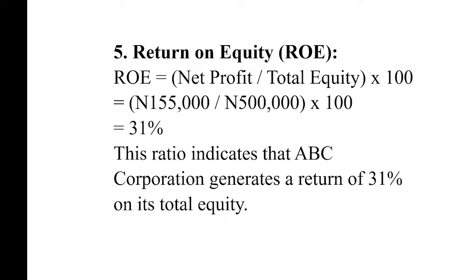Return on equity. Return on equity is equal to net profit over total equity times 100 over 1. Now, the net profit we are talking about, you know that it's profit after tax. So it will be 155,000 over 500,000 times 100 over 1, which will give you 31%. This ratio indicates that ABC Corporation generates a return of 31% on its total equity.